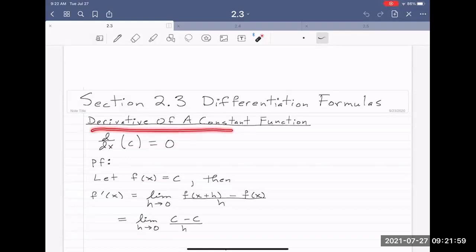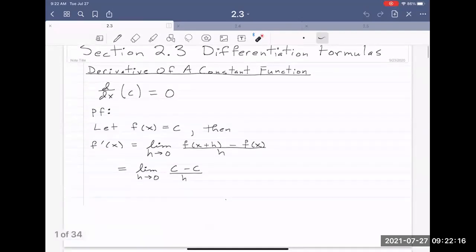So first, let's find the derivative of a constant function. The derivative of a constant function is 0. So if you take the derivative of any constant, you get 0. So derivative of 12 is 0. Derivative of 54 is 0. So let's find the derivative of the function.